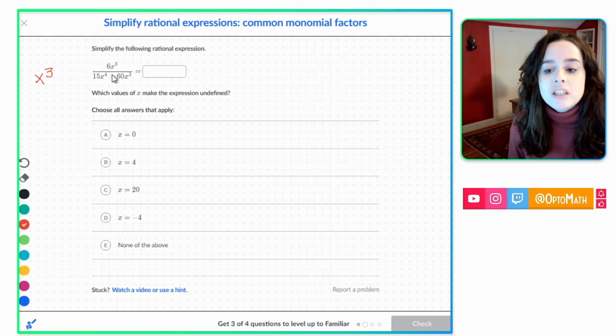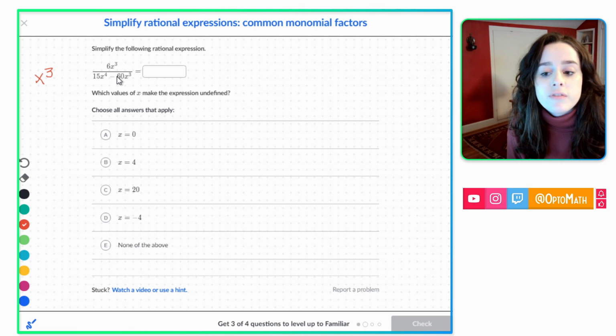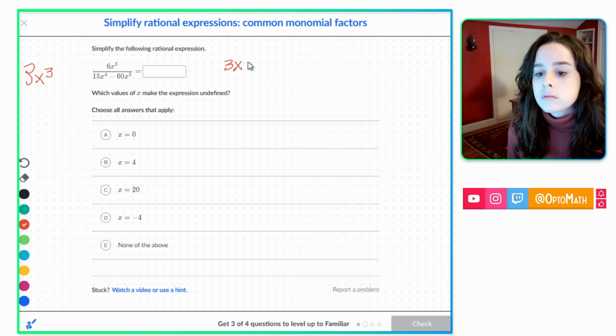And really we just need to be seeing if there's anything we can simplify with that 6 here. So 6 is not a factor of 15, but 3 is a factor of 15. So maybe we can take out a 3, and 60 is also a multiple of 3. That means we're going to take out a 3x cubed in both pieces. So from our 6x cubed, we've just got a 2 left over.